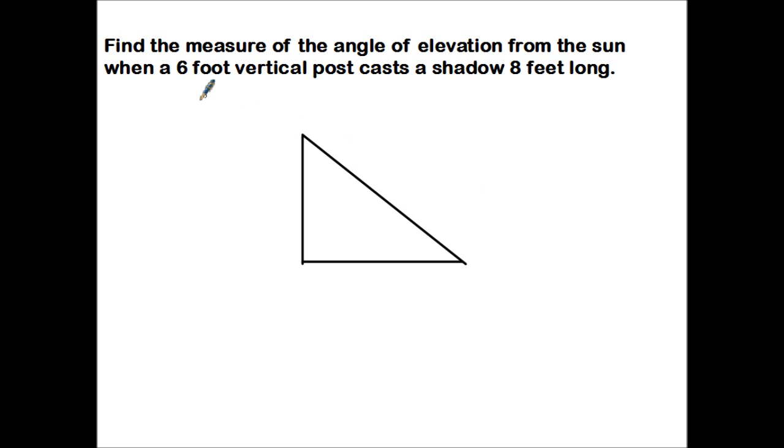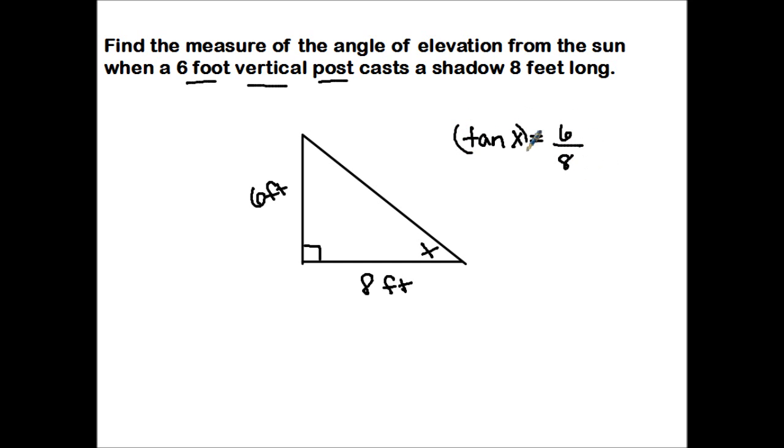Alright, 6-foot vertical post. So that means this part would be 6 feet. Here's my right angle. And it casts an 8-foot shadow. So here is my shadow. It wants me to find the angle of elevation. So that would mean this horizontal line looking straight up. So this would be my angle of elevation. Well, what trig function would we want to use on this one? Tangent. Tangent of x equals 6/8.